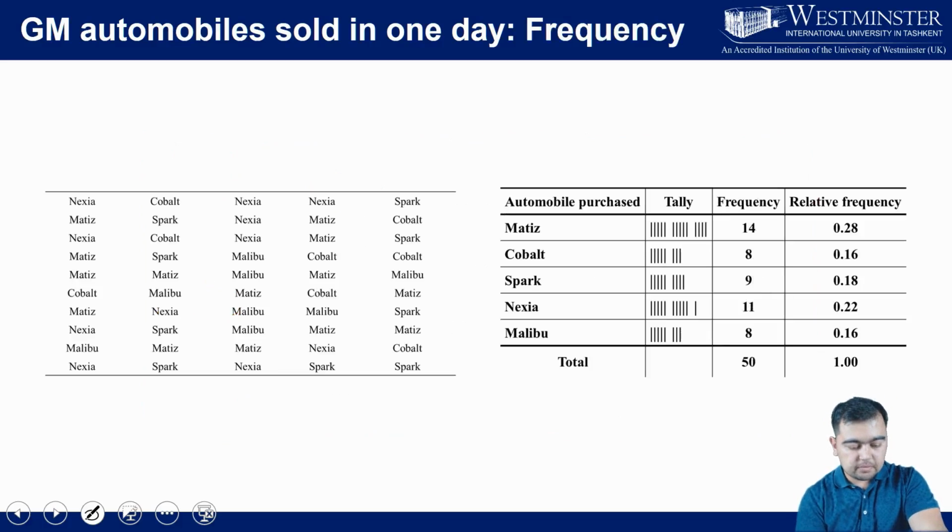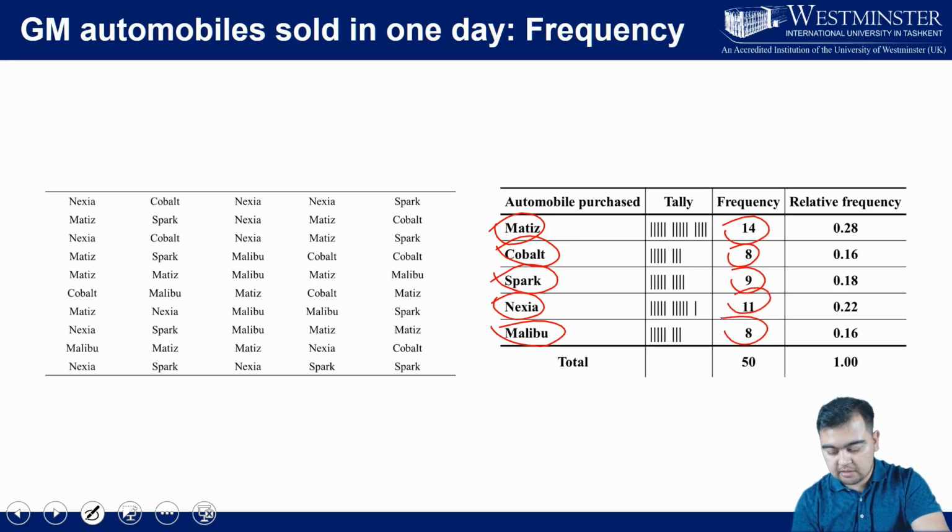Okay. Again, what we're going to do is we're going to start counting first, right? According to our different data items. So since we have different type of data here, like not numbers, but qualitative data, like names, what we're going to do is we're going to simply count them first. For example, we have 14 Matisse, or 8 Cobalt, 9 Spark, 11 Nexias, and 8 Malibus sold in 1 day only. So that means what? 50 people, they simply came to the store and they bought this particular car models, right?